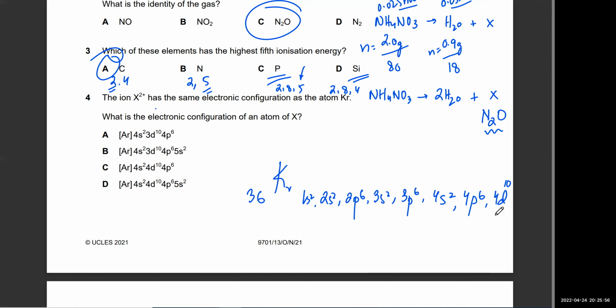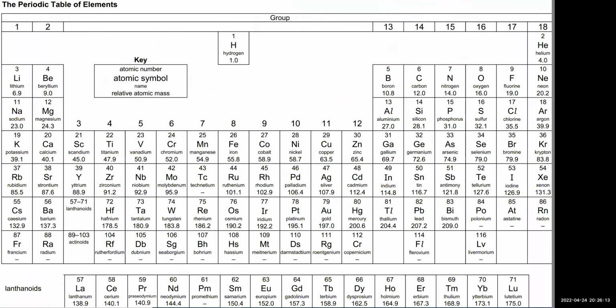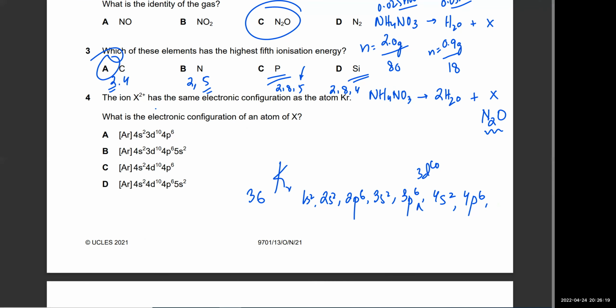And sorry, 3d10, not 4d10. I missed the 3d. Anyways, you'll have 3d10, 4s2, and 4p6. So the way you write electronic configuration is argon is up till 18. So you're going to make that argon. This part is 18, this is argon. 18 electrons, and after that you're going to have 3d10, 4s2, and 4p6.